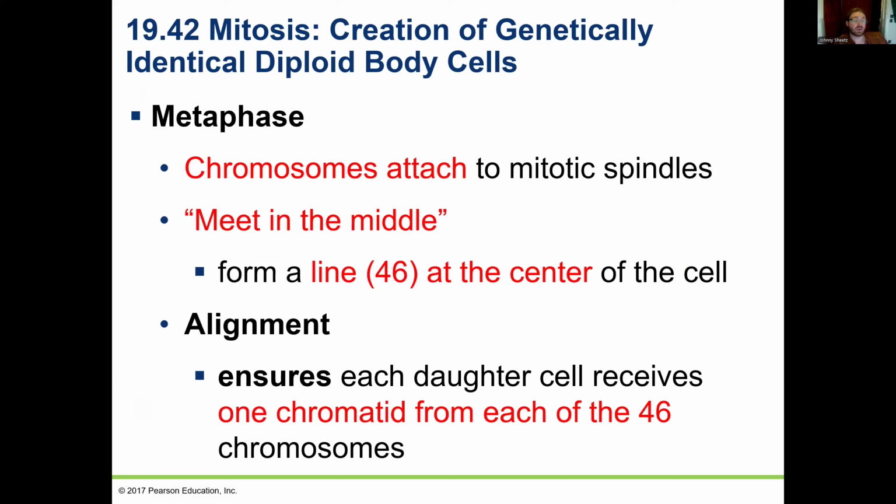Then we have metaphase, which is where the chromosomes anchor to the mitotic spindles and form up on a line, all the chromosomes together across the equator of the cell. This makes sure that the cells are evenly distributed and also ensures that each daughter cell will get one chromatid from each of the 46 chromosomes. You're not going to end up getting three copies of one, two copies of two, eight copies of three. You're going to get exactly one chromatid from each of the 46 chromosomes.